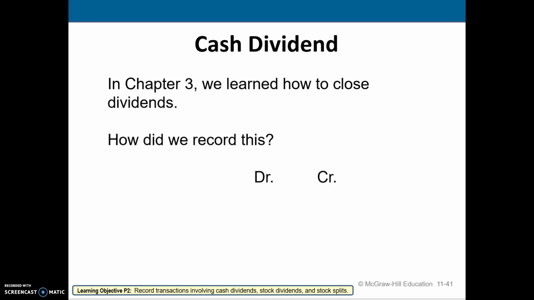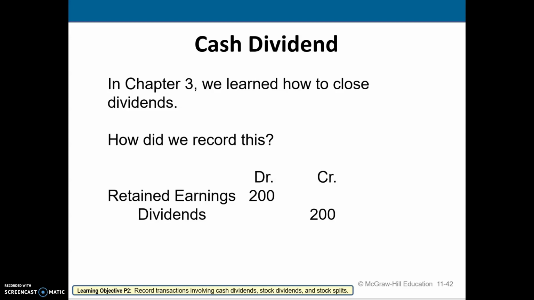Then in chapter 3, we learned to close dividends, right? Because dividends reduce retained earnings. We learned that in chapter 1. We debited retained earnings and we credited dividends. So that closed out, it zeroed out our dividends account, and it reduced retained earnings.